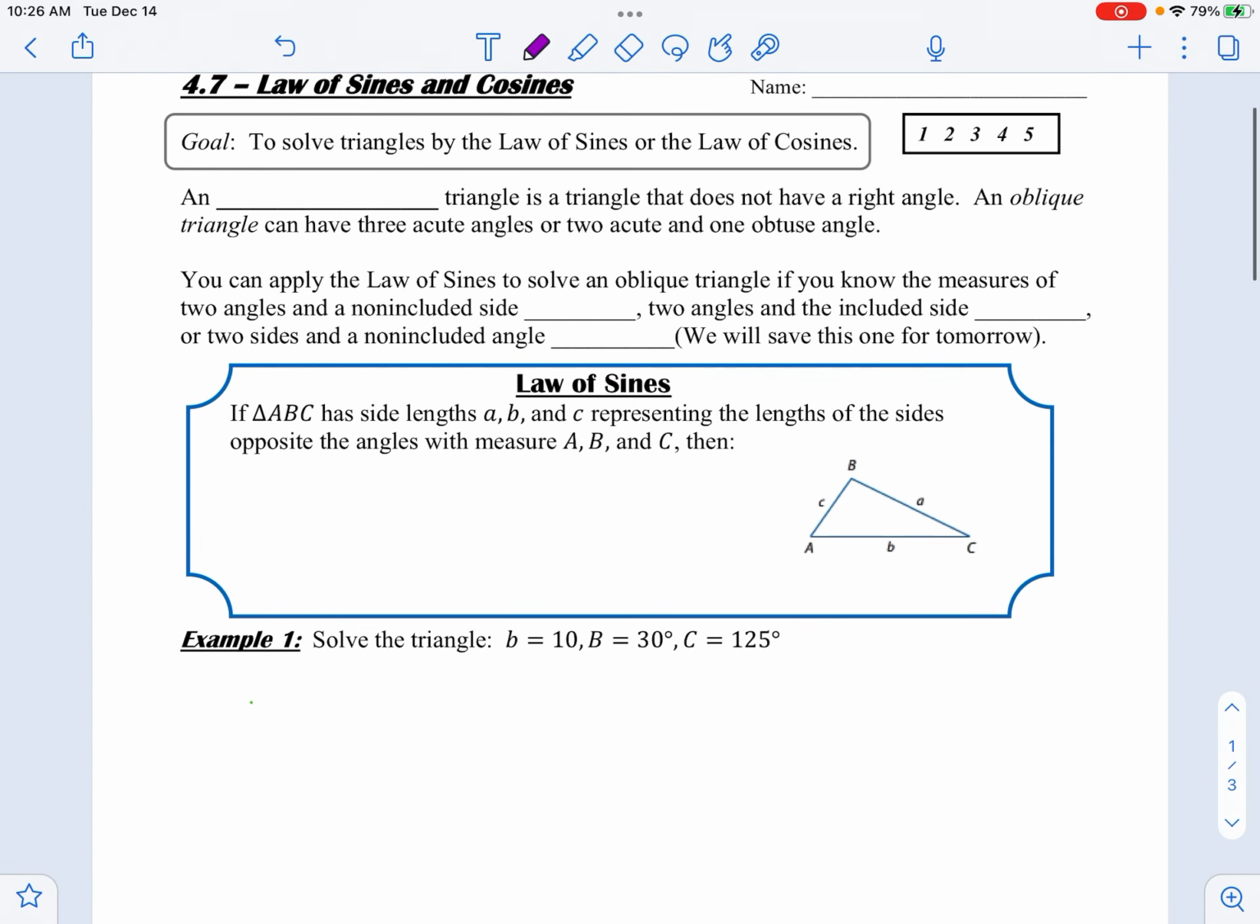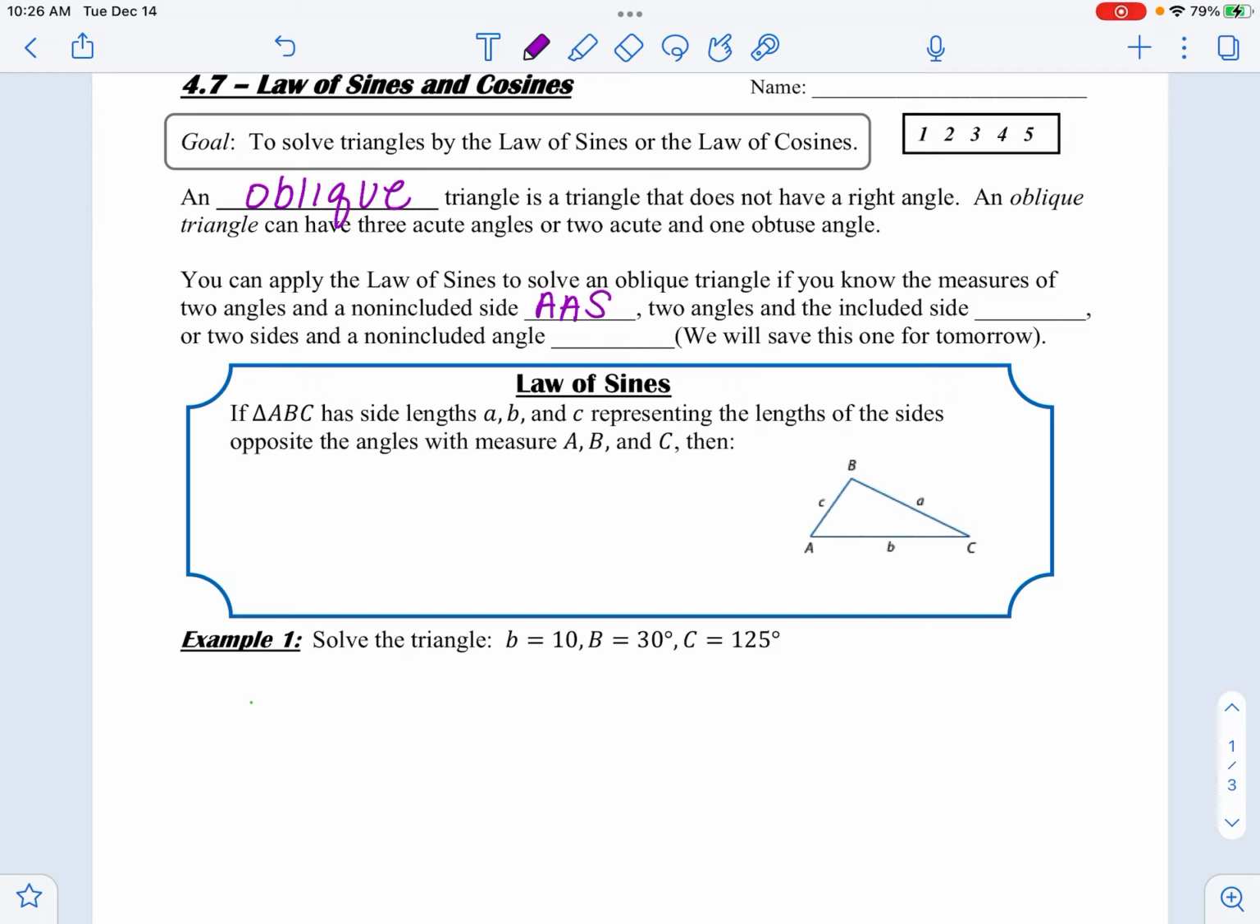All right, so when we're working with the law of sines or law of cosines, we are working with oblique triangles. Oblique triangles are triangles that do not have a right angle. So an oblique triangle can have 3 acute angles, or it could have 1 obtuse and 2 acute angles, but no right angles. You can apply the law of sines to solve an oblique triangle if you know the measures of 2 angles and a non-included side. So that's 2 angles and a non-included side.